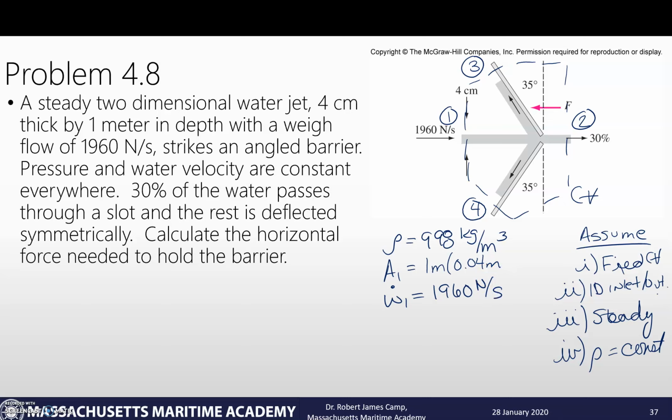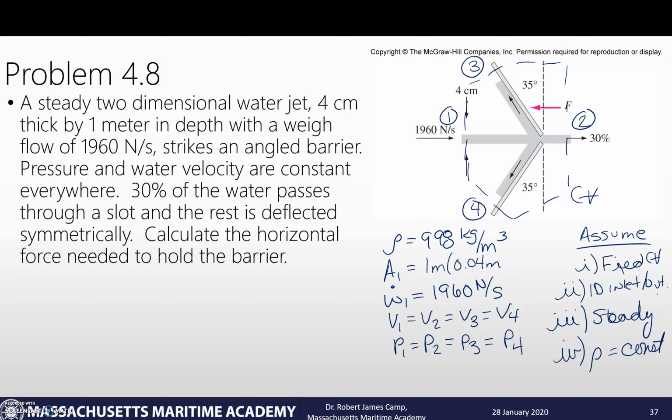It strikes the angled barrier. Pressure and water velocity everywhere are constant. So that means V1 is V2 is V3 is V4, and P1 is P2 is P3 is P4. The pressure part's really important because, since the pressures are equal everywhere, we're not going to be worrying about that force pushing on anything. So 30% of the water passes through the slot and the rest is deflected symmetrically.